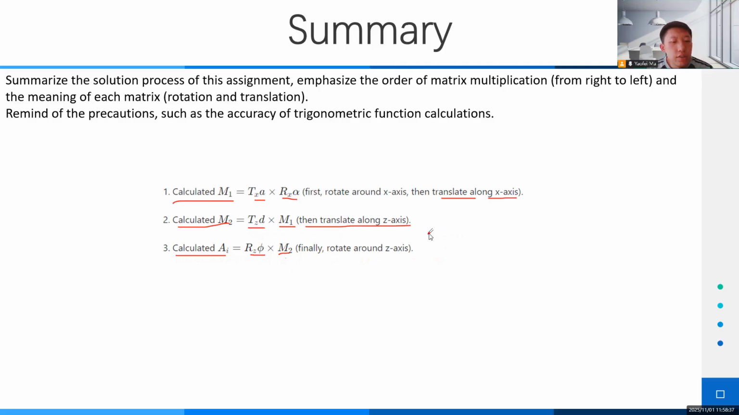A very important rule here is the multiplication order, right to left. Each matrix has a clear meaning. R matrices are for rotation. T matrices are for translation. Also, when calculating, we must be careful with trigonometric functions like cos and sin to avoid mistakes.